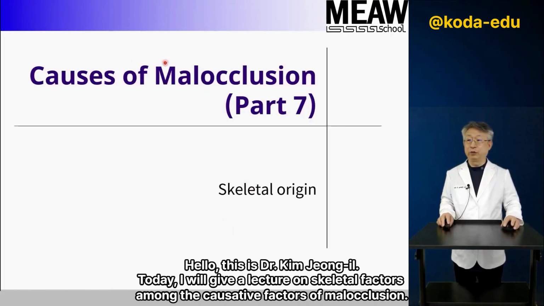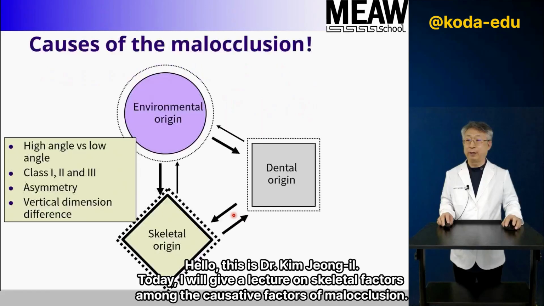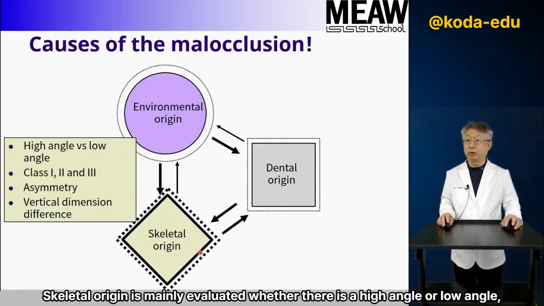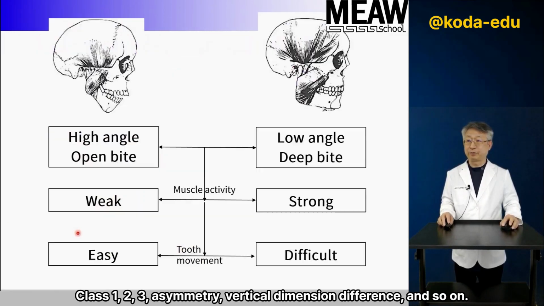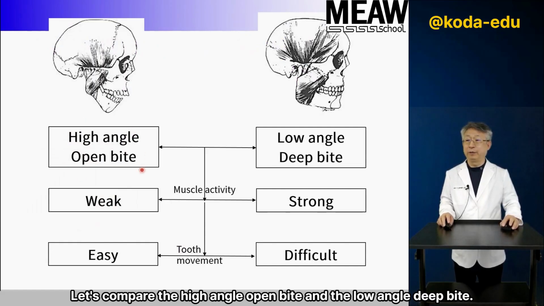Today, I will give a lecture on skeletal factors among the causative factors of malocclusion. Skeletal origin is mainly evaluated by whether there is a high angle or low angle, Class 1, 2, 3, asymmetry, vertical dimension difference, and so on. Let's compare the high angle open bite and the low angle deep bite.